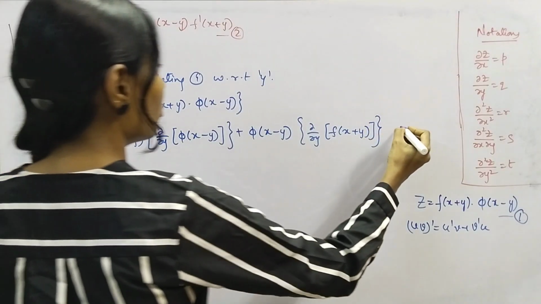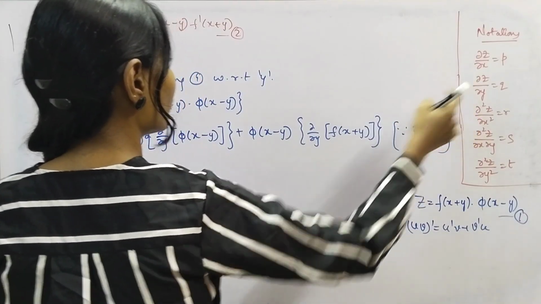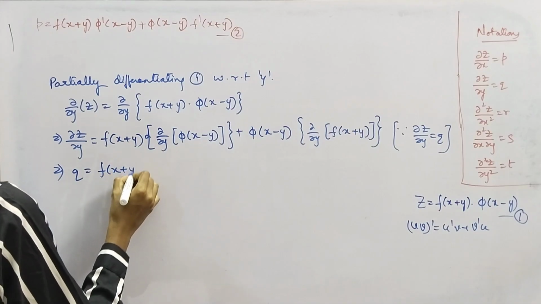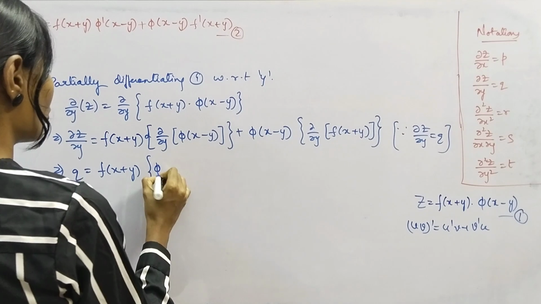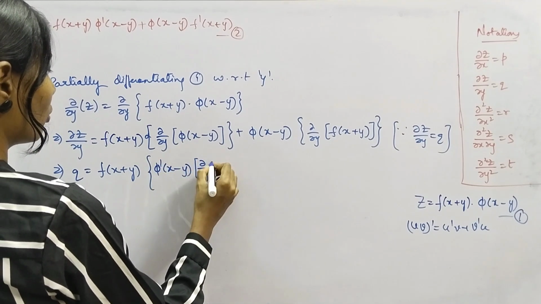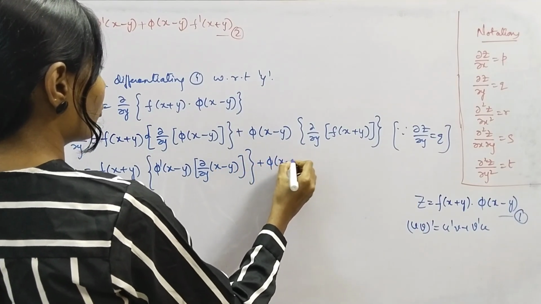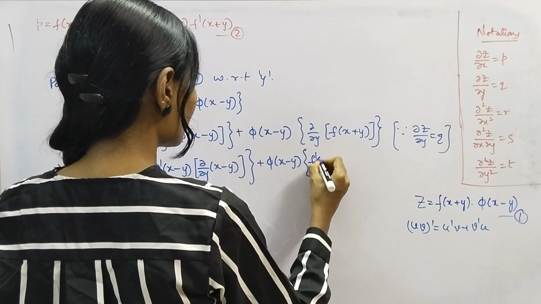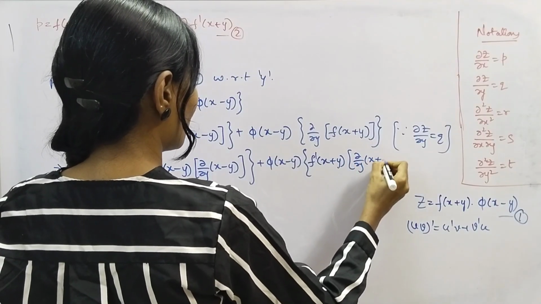Since we know that dou z by dou y can be replaced by the notation q, just replace it by q. You'll get q equal to f of x plus y into partial derivative of phi of x minus y, which is phi dash of x minus y into its inner derivative dou by dou y of x minus y, plus phi of x minus y into partial derivative of f of x plus y, which is f dash of x plus y into dou by dou y of x plus y.